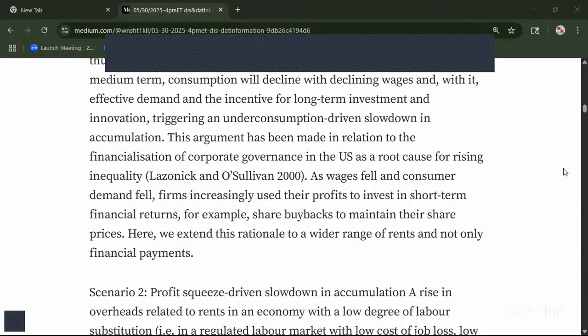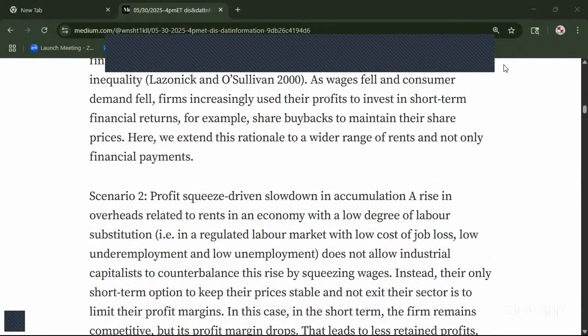Here we extend this rationale to a wider range of rents and not only financial payments. Scenario 2 is profit squeeze-driven slowdown in accumulation. A rise in overheads related to rents in an economy with a low degree of labor substitution, for example, in a regulated labor market with low cost of job loss, low underemployment, and low unemployment, does not allow industrial capitalists to counterbalance this rise by squeezing wages.